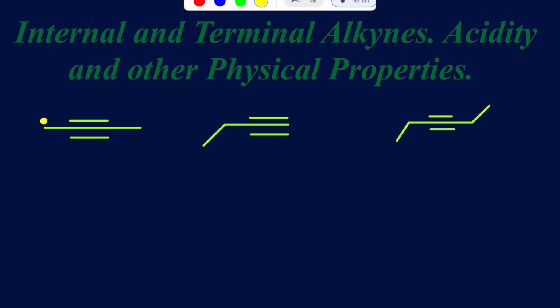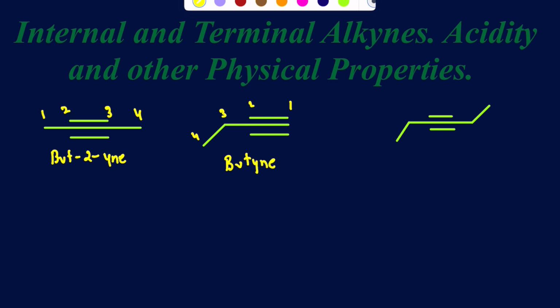If I count the number of carbons in the first one, I have 1, 2, 3, and 4 carbons. So the name for this would be but-2-yne, or I can just say 2-butyne. Now, the second one is a terminal alkyne, where I would start counting from the right side because I want to make sure the triple bond gets the lowest number possible. So that would be 1, 2, 3, and 4. I can call this 1-butyne, or simply butyne, because if it's at the first position, you don't need to specify the number.